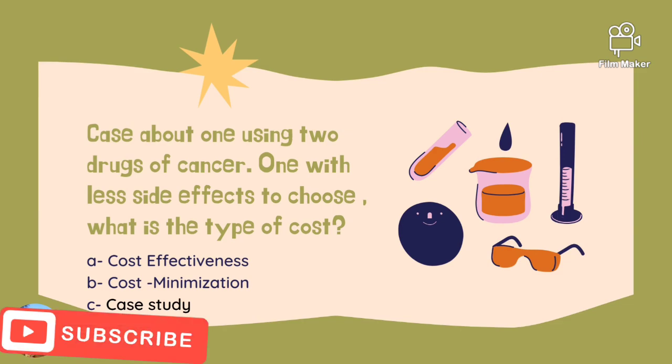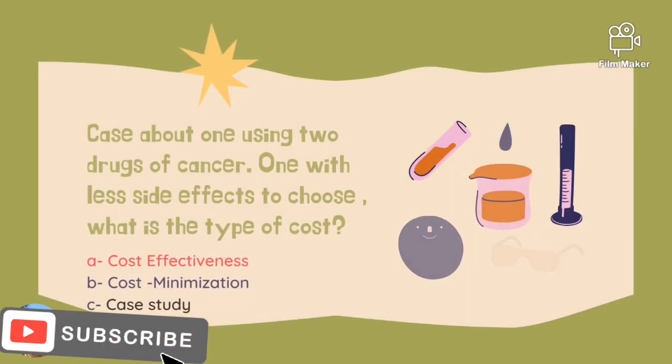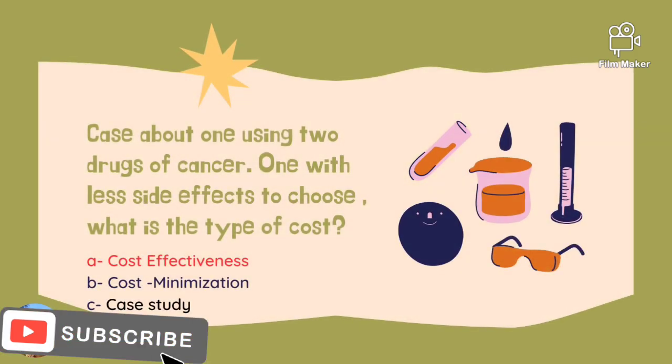Another question is talking about a case about using two cancer drugs, one with fewer side effects to choose. So, what is the type of the cost? A. Cost effectiveness. B. Cost minimization. C. Case study. D. Cohort study. The answer will be cost effectiveness.